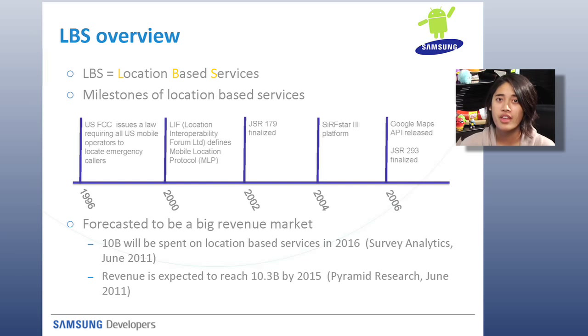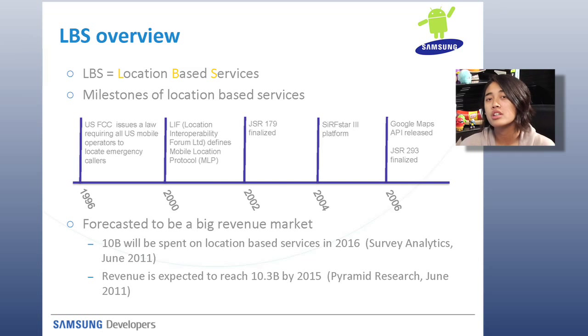Then in 2006, the Google Maps API was released into the world. And on top of that, JSR 293, which I mentioned before was Location 2.0, was also released. These APIs allowed the application developer to not only get a current location from the device, but also get maps, routing, geocoding, and a whole lot of other location-related services from a standard set of APIs.